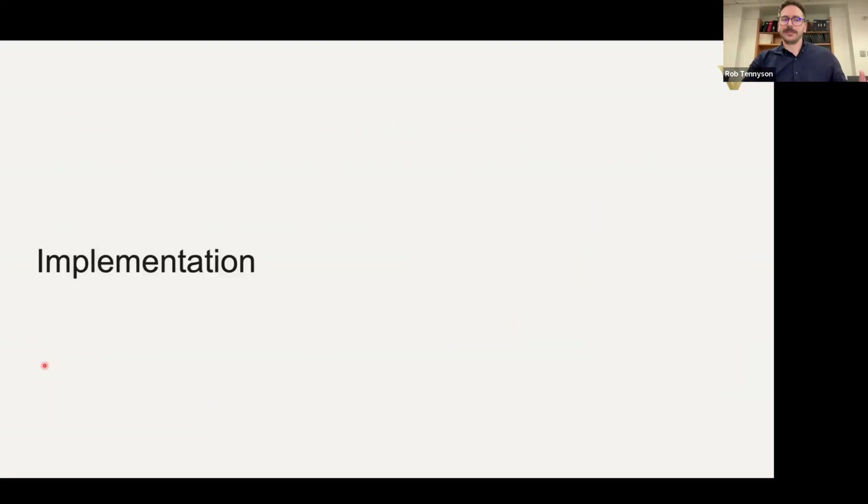Okay, so all those bigger picture things being said, let's jump into some implementation. And here there will be some parts that I skip over.